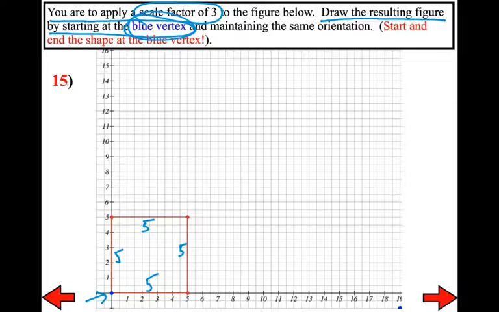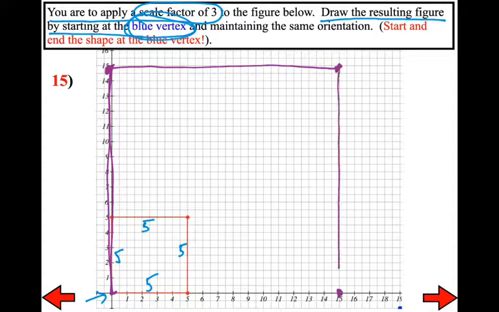So if we're applying a scale factor of 3, 5 times 3 is 15. So that would be this. And it'll come out a lot neater in MyOpenMath. We've got 15 here also, and 15 right there, and then 15 back to where we started. That's what the scaled copy should look like.